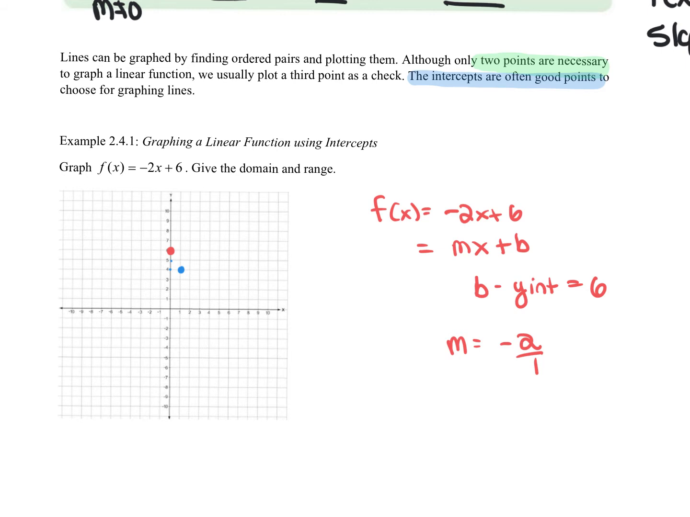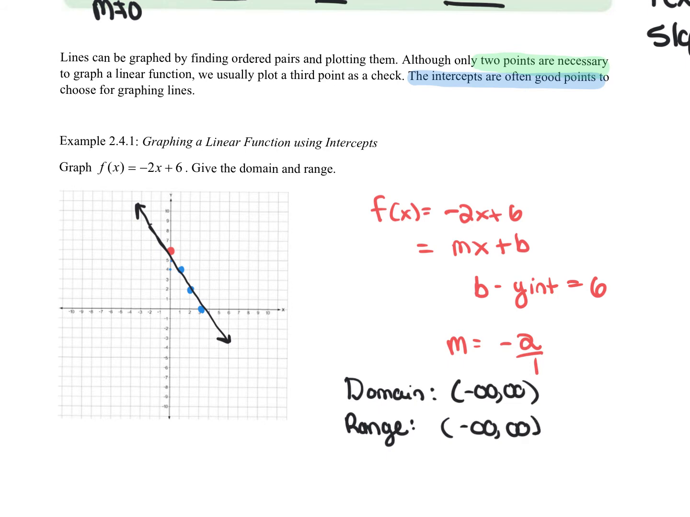Lay a ruler down in your notes. I'm going to go ahead and do this a couple more times. Go down 2 over 1, down 2 over 1, just because I'm not the best drawer. And then I have enough points where I can draw a line. Not my best work, but close. It wants the domain and range. Since m, or a, does not equal 0, my domain and range are both negative infinity to infinity.